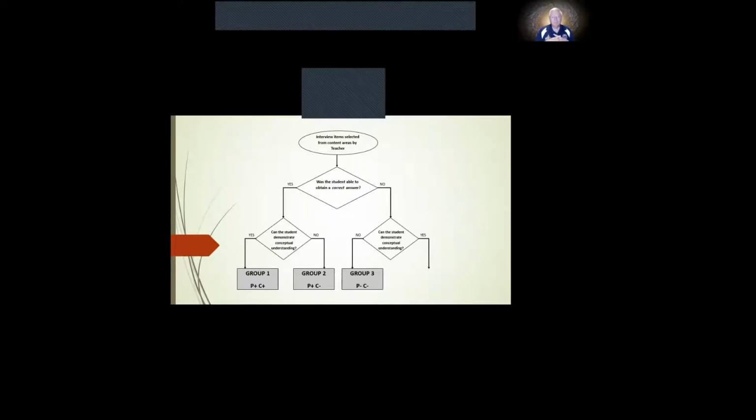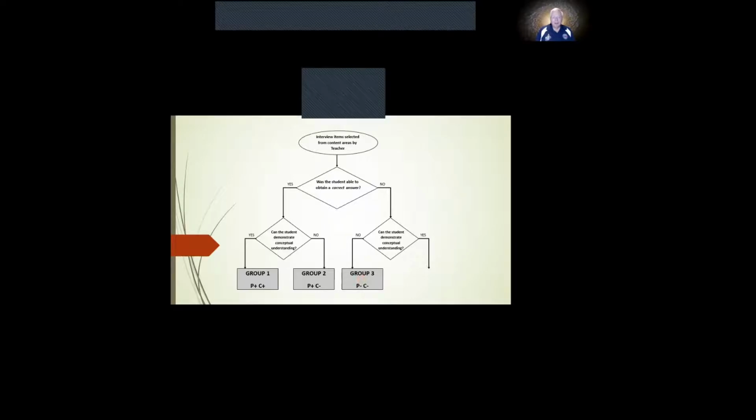Now, the one that is least surprising is our group 3 students, and you'll notice the way we're labeling them. Process? No, they don't have a process. Concept? No, they don't understand. This is what we expect. We expect that if students are not able to get a correct answer, they also cannot demonstrate conceptual understanding. And this is the assumption that most people work on in standard evaluation.